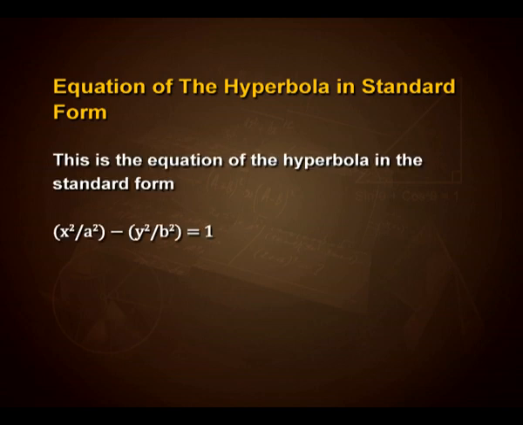Now, let us look into the equation of the hyperbola in standard form. This is the equation of the hyperbola in the standard form: x square upon a square minus y square upon b square is equal to 1, where b square is equal to a square multiplied by (e square minus 1). Now, students, let us look into the concept of tracing of hyperbola.